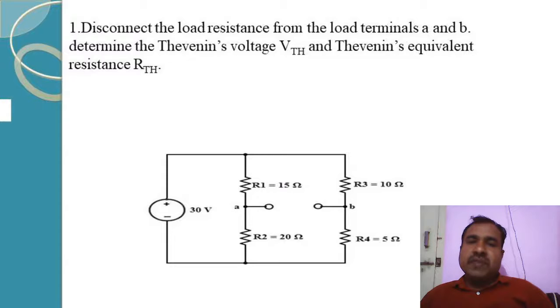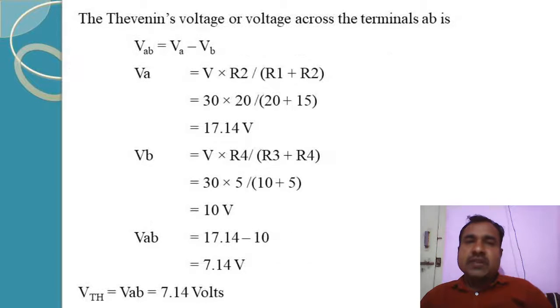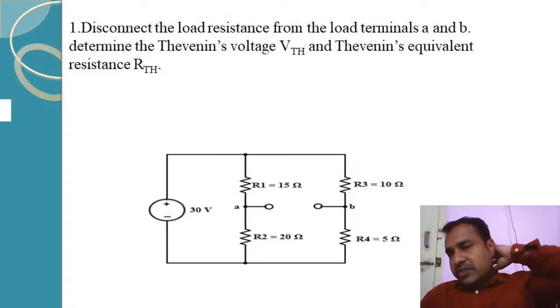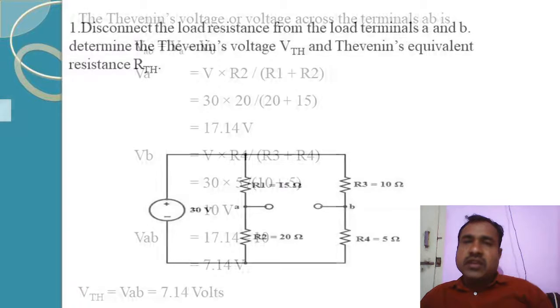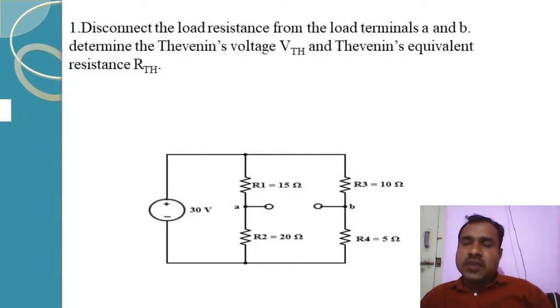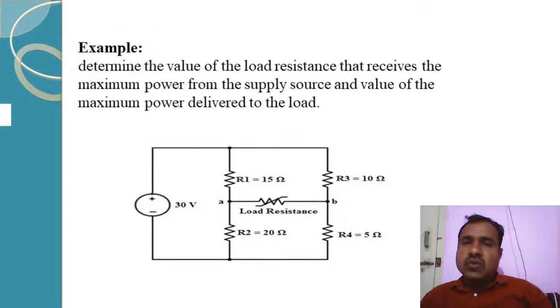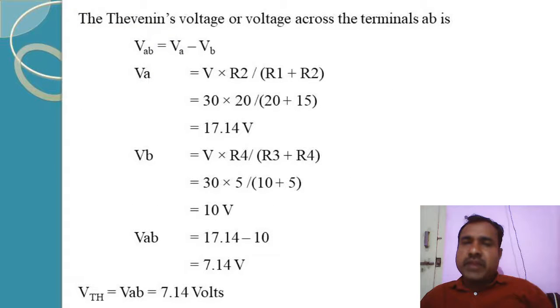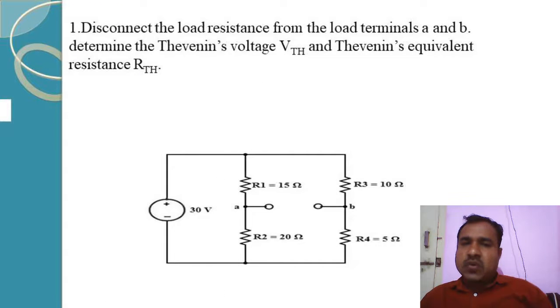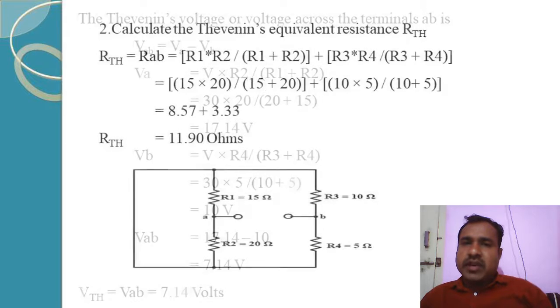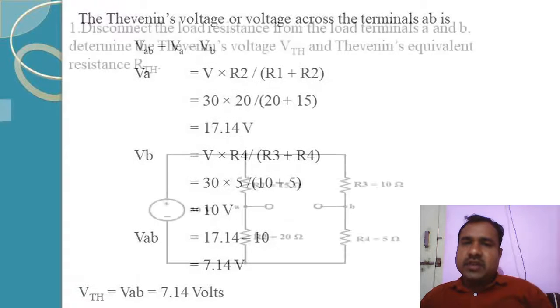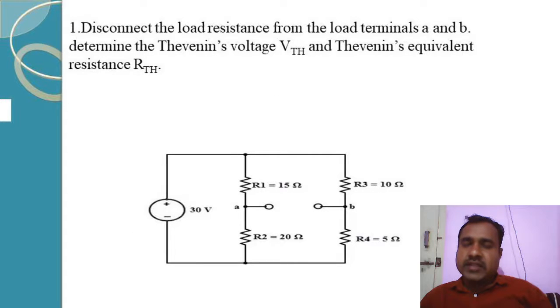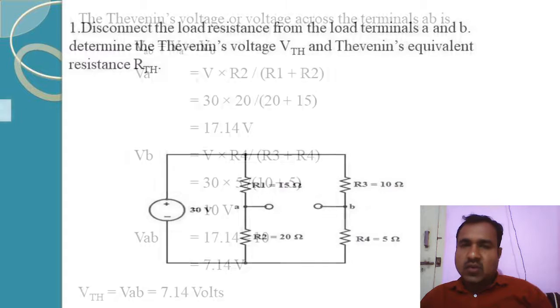So in the first loop, if I apply KVL, what does it become? VA is equal to, or you can also go for the voltage division rule. Both are fine. So here with the voltage division rule, across R2 I want the voltage drop, so that is V into R2 divided by R1 plus R2. So V is 30 volts and R2 is 20 ohm, divided by 20 plus 15, that is the total resistance. Hence I will get the voltage across resistance R2.